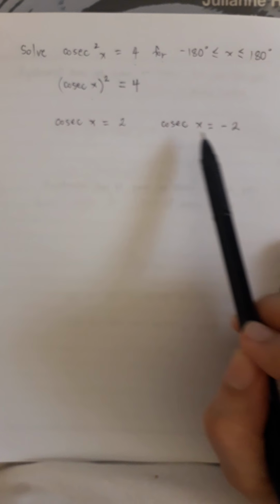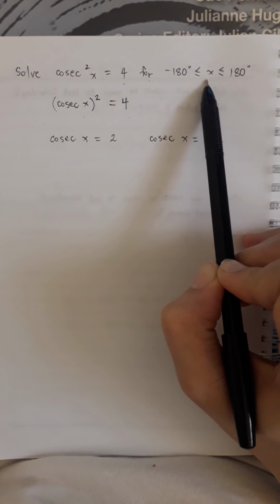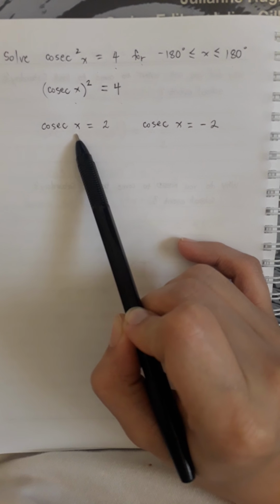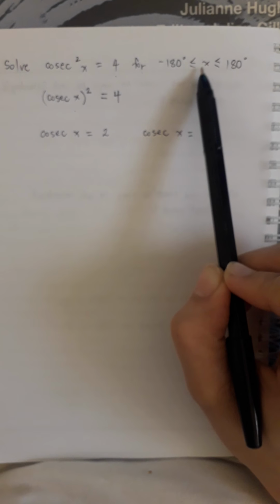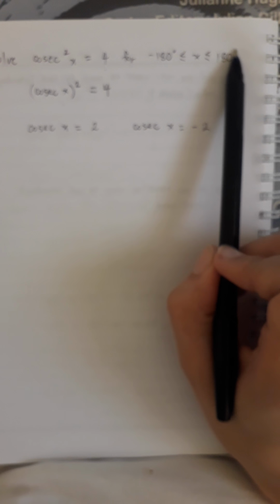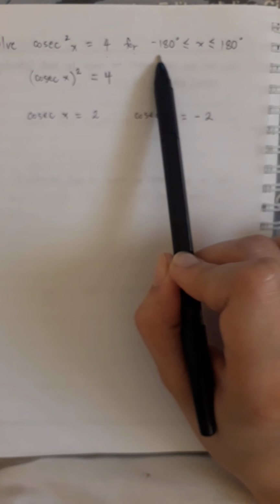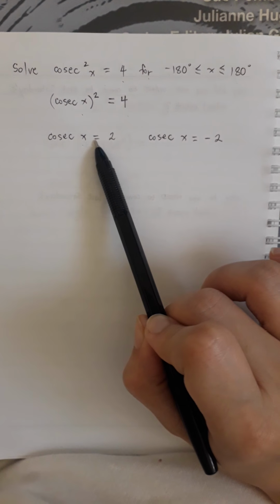Again, why? Because the square of cosecant x is 4, so we got these values as the square root of 4: positive 2 and negative 2. From here we check the angle and the given range. The angle here is x, and we are solving for x, and the values of x should be within these values. So there's no need to change the domain.